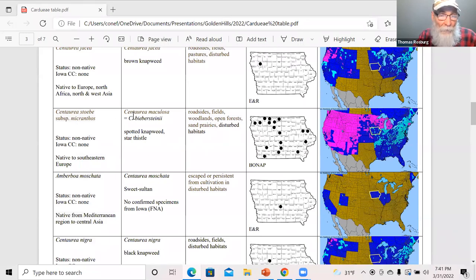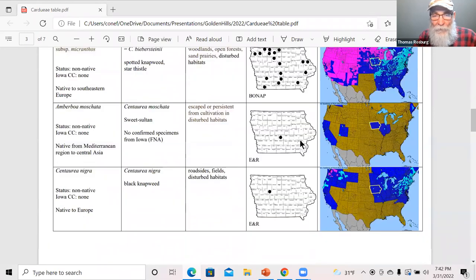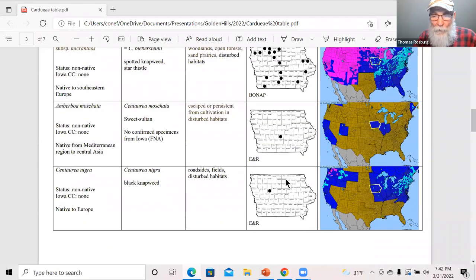This is one in which the name has changed. It was Centaurea maculosa in Eilers and Rosa. It's now Centaurea stoebe in Flora of North America. It's present enough that I included it in the key. It's one of the four species. These two, only one record. And this one again is in Eilers and Rosa. Both of these are based on it.